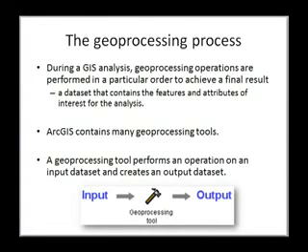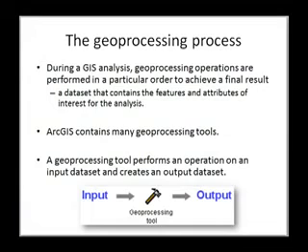During a GIS analysis, geoprocessing operations are performed in a particular order to achieve a final result. This is what we think of as the geoprocessing process. A data set that contains the features and attributes of interest for the analysis is what you're commonly working with.